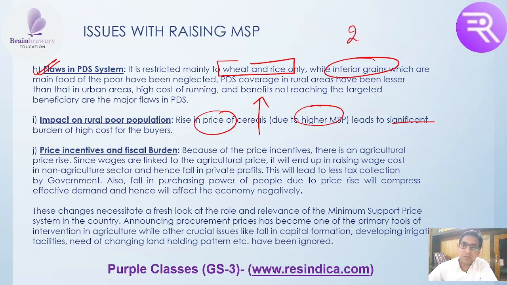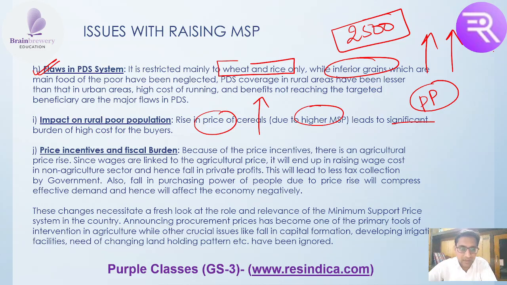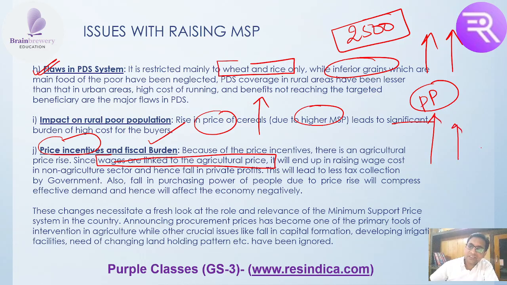The government is saying that we will be buying at 2500, but if the procurement price is very high, obviously in the main market the prices will be very high. So it is very difficult for poor and marginal people to buy these products. If you are providing a lot of price incentive, there will be a huge fiscal burden. Wages are linked to agriculture prices. If agriculture prices go high, wages go high, inflation increases, and again wages increase, so this cycle keeps continuing. The money of the poor and marginalized people goes directly into inflation, and their purchasing power goes down.